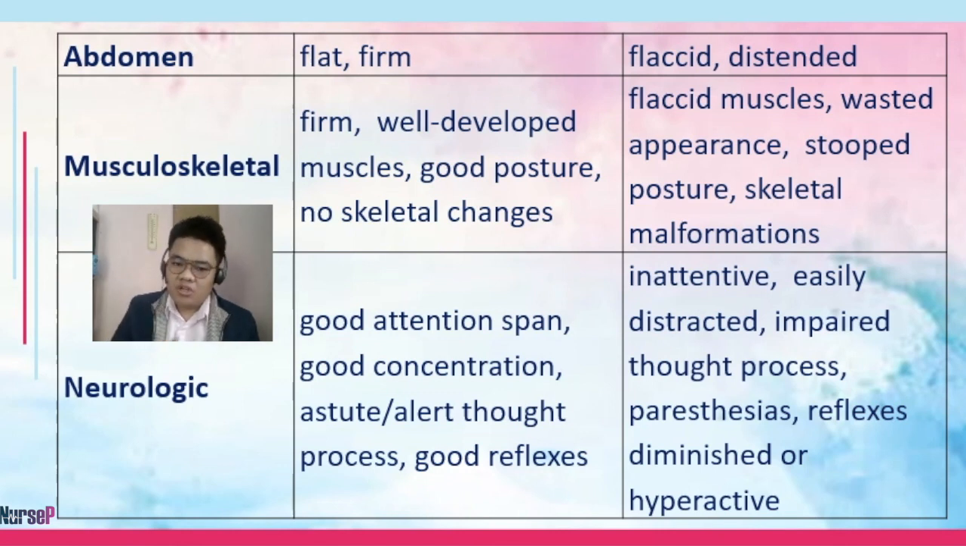Neuro. Imagine if your neurologic system is already impaired because of poor nutrition, the patient would appear to be inattentive, easily distractible, okay, or easily distracted. Impaired thought process. Patient may have paresthesia and reflexes may become diminished. Remember, especially when we're talking about vitamin B, your vitamin B acts on the nerves. So if there is a problem or deficiency on vitamin B, paresthesia is more likely to occur. Okay? Try to define what is paresthesia.